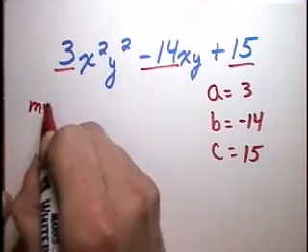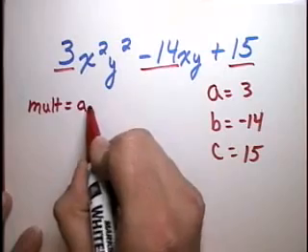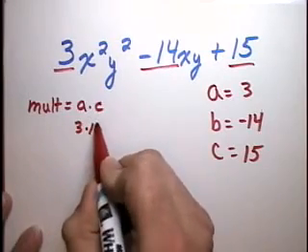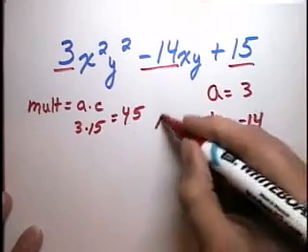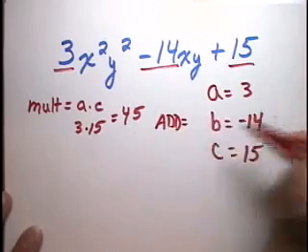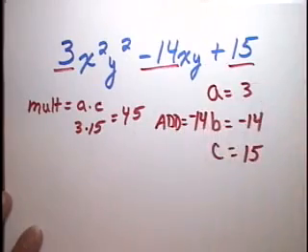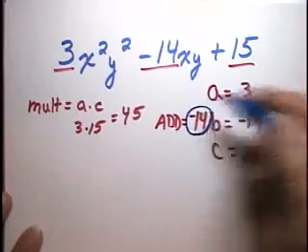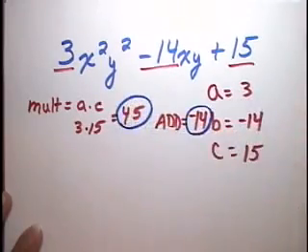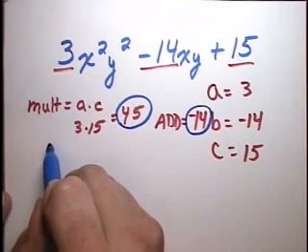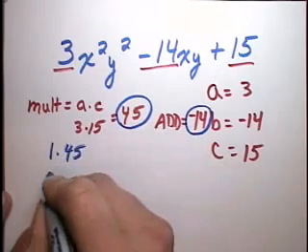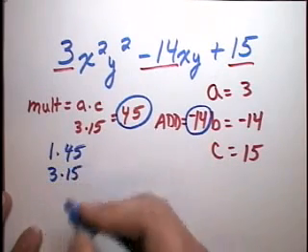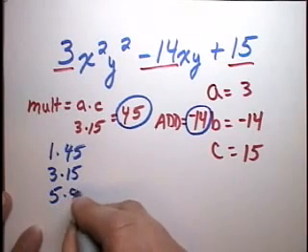I'm looking for two numbers that multiply together to give me A times C, which is 3 times 15 or 45. But I want those numbers to add together to give me B, which is a negative 14. So they have to add together to give me negative 14. They have to multiply together to give me 45. What numbers multiply together to give me 45? Well, 1 times 45, 3 times 15, 5 times 9.